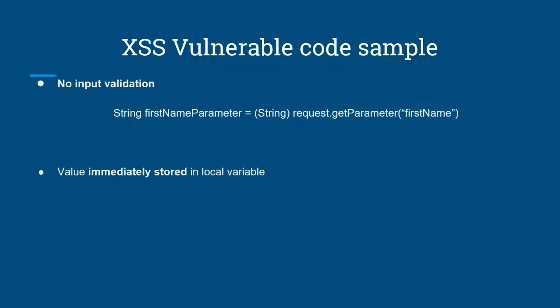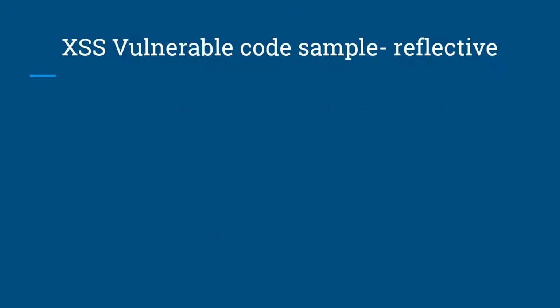It allows the attacker to replace the value with anything they like, including JavaScript code, into the variable value instead. And so, because the value is immediately stored in the local variable and used throughout the program, and more than likely sent to the browser without any output encoding, this makes it a cross-site scripting vulnerability.